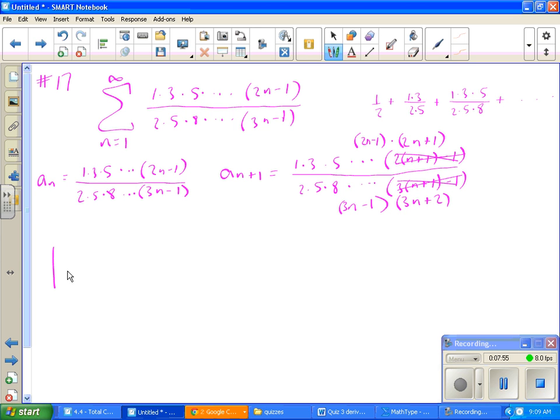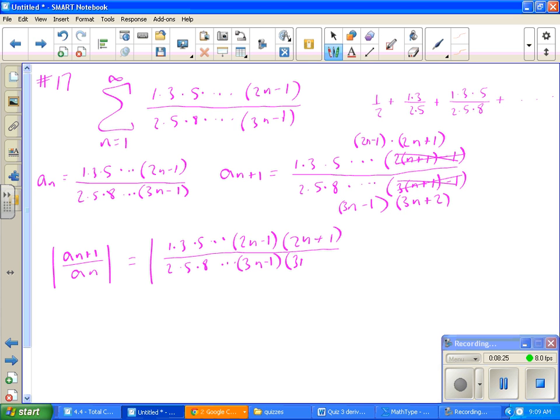So when I do the absolute value of a sub n plus 1 over a sub n, that's going to be this mess here. So 1, 3, 5, dot, dot, dot. I'm going to write the 2n minus 1 so I can cancel it because I like crossing things out. One of my favorites. And then you can see where it goes. 2, 5, 8, 3n minus 1, 3n plus 2. And then instead of dividing by a sub n, I'm going to multiply by the reciprocal, so I flip that. This is looking like it's going to work, right?